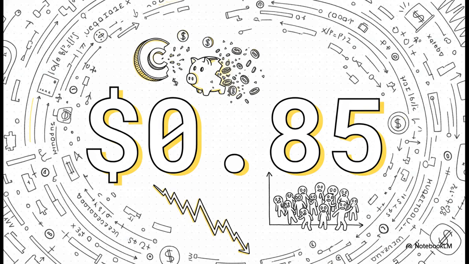85 cents. I really want you to feel the visceral weight of that number. During the terrifying Silicon Valley Bank collapse in March 2023, USDC, which was widely considered one of the safest assets in all of crypto, violently depegged and plunged to 85 cents on the dollar.